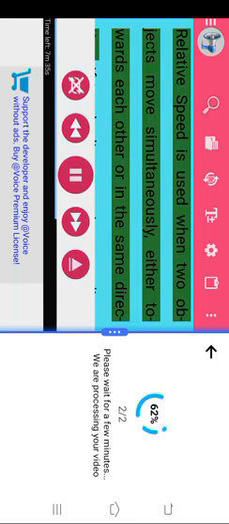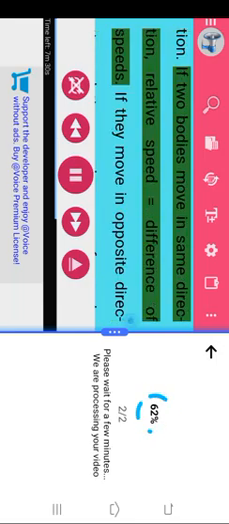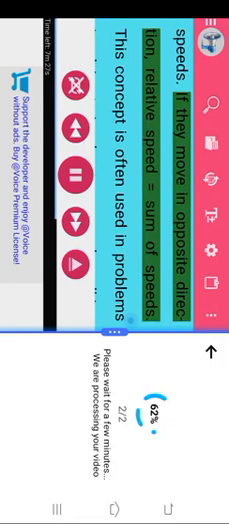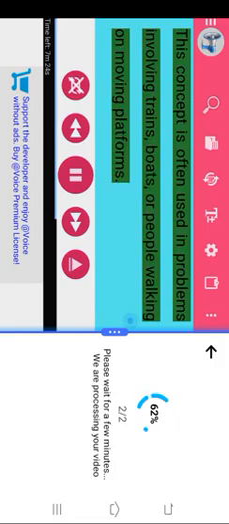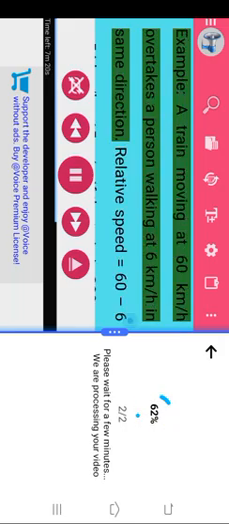Relative speed is used when two objects move simultaneously, either towards each other or in the same direction. If two bodies move in the same direction, relative speed equals difference of speeds. If they move in opposite directions, relative speed equals sum of speeds. This concept is often used in problems involving trains, boats, or people walking on moving platforms.